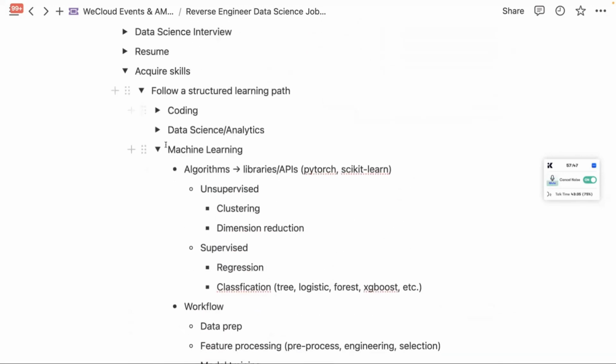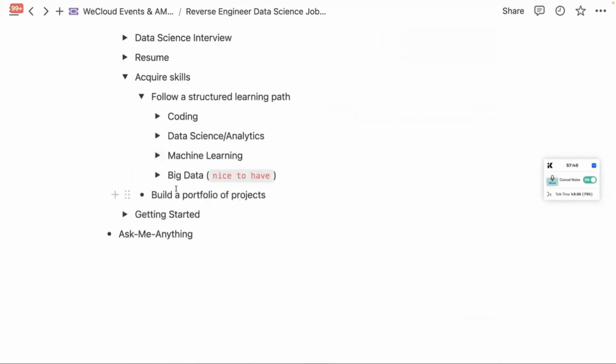Okay. That's machine learning. And then if you truly want to stand out or even get exposed to some of the intermediate level or even senior jobs, I think you need to know big data. It is nice to have, but for some positions, it is a must have. It all depends on the companies. Some companies never use pandas because they have massive data. Pandas is not going to be very helpful in that environment.